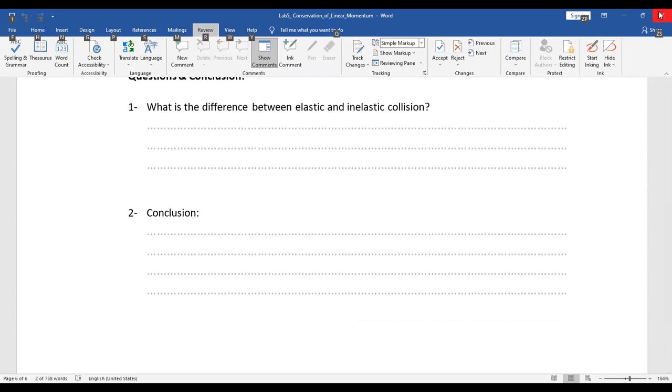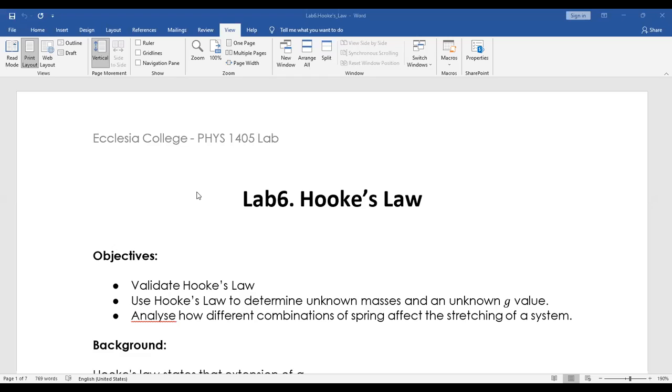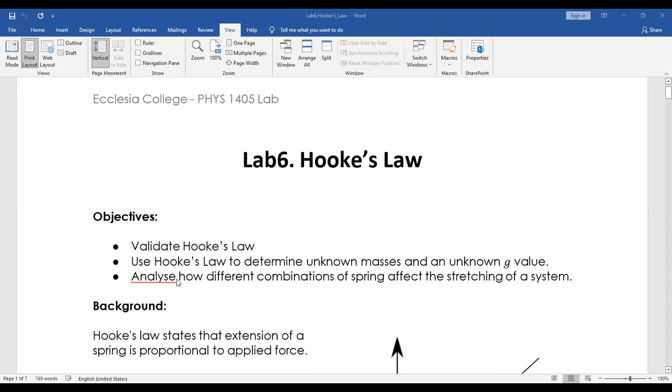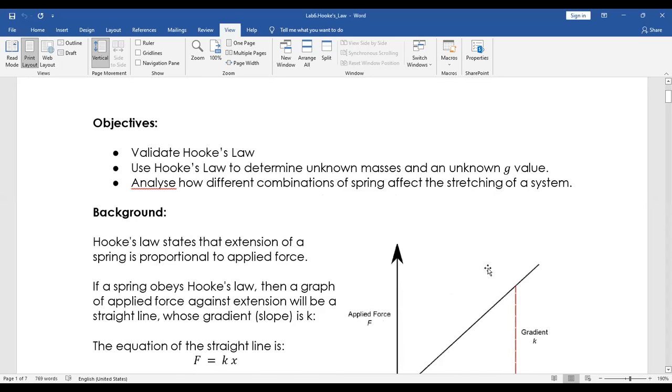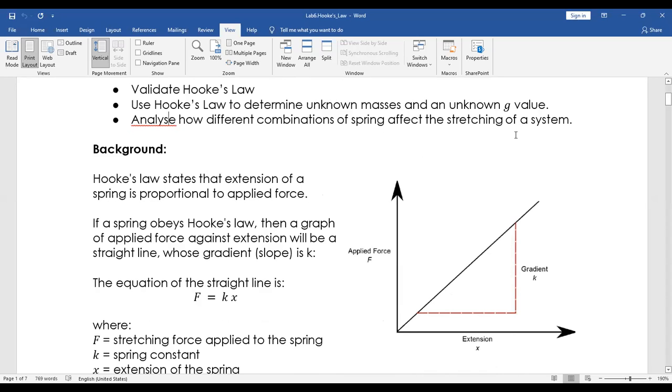Now I'm going to move to the next experiment, which is about Hooke's law. Let me show the lab manual. Objectives: validate Hooke's law, then analyze how different combinations of springs affect the stretching of the system, and maybe find an unknown g value.